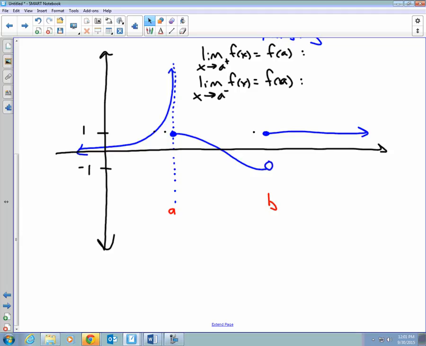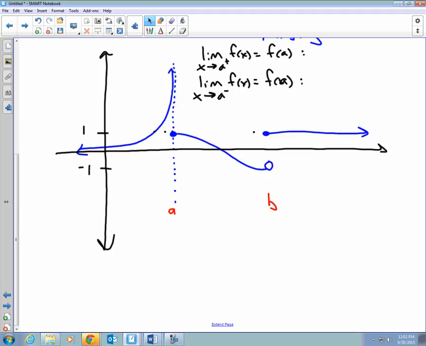Okay. Is the function f of x discontinuous at a? Yes, it is. Which of the three does it fail? Number 2, because the limit does not exist. True or false? The function is discontinuous at b. True. Which of the three does it not meet? 2. The limit does not exist again, correct? What is f of a? 1. What is f of b?